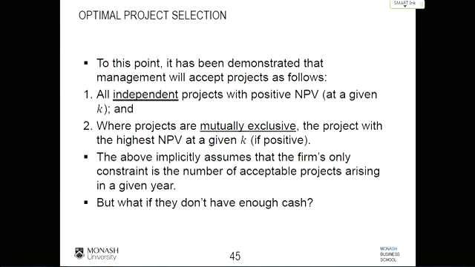Okay, so optimal project selection. This is a summary again. If you have independent projects, we are going to pick any project that will give you a positive NPV. If we have mutually exclusive projects, we are going to pick the project that will give you a highest and positive NPV. Is it clear?